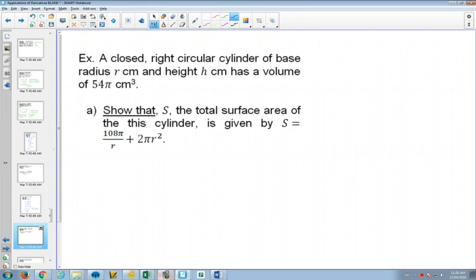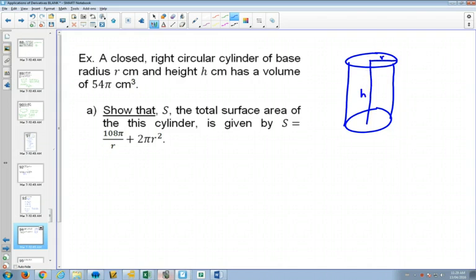Can you set up an equation that only relates two variables instead of having three variables? So here we have a right circular cylinder. In other words, just a cylinder. Draw a picture of it with a radius of r and a height of h. So we know the radius, and here's the height. And we're told it has a volume of 54 pi centimeters cubed.